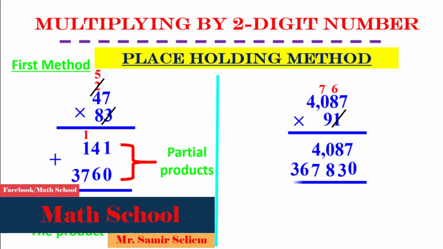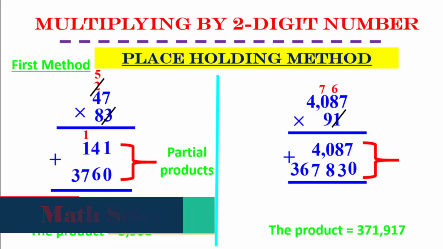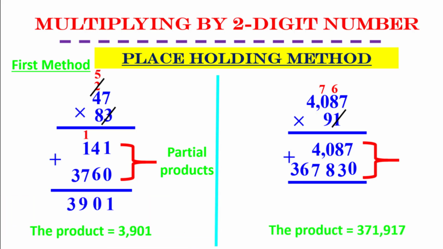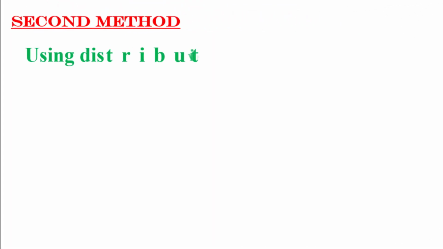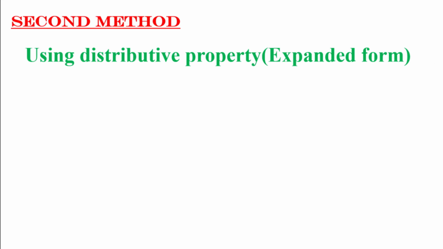Now we will add the two partial products. Don't forget. The two partial products here: 7 plus 0 equals 7. 8 plus 3 equals 11. Write 1 and carry 1 over 0. It will be 1 plus 8 equals 9. 4 plus 7 equals 11. Write 1 and carry 1 over 6 becomes 7. And bring down 3. So the product is what, guys? Yes, you can read this number. It's a 6-digit number. 371,917.